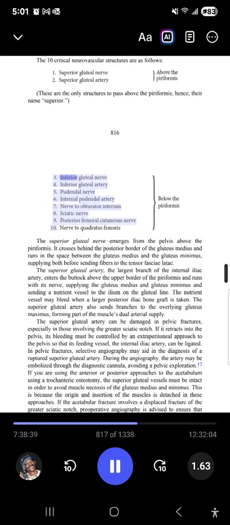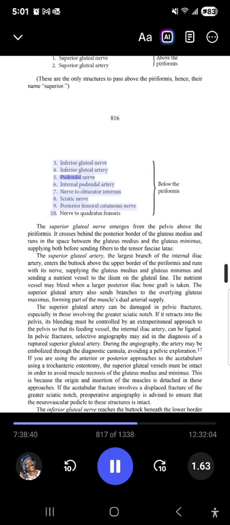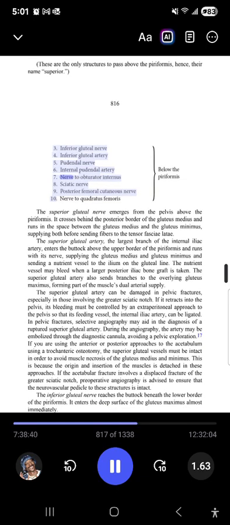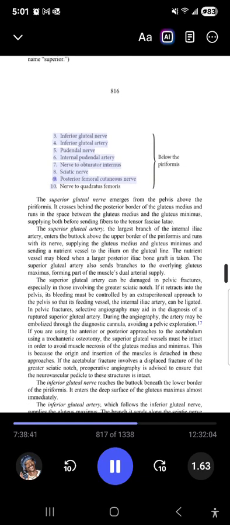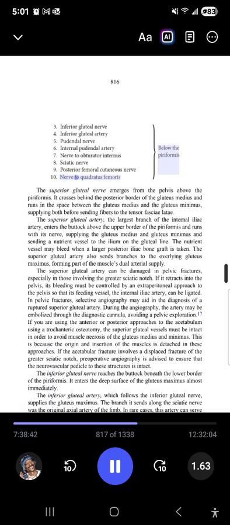3. Inferior gluteal nerve. 4. Inferior gluteal artery. 5. Pudendal nerve. 6. Internal pudendal artery. 7. Nerve to obturator internus. 8. Sciatic nerve. 9. Posterior femorocutaneous nerve. 10. Nerve to quadratus femoris below the piriformis.